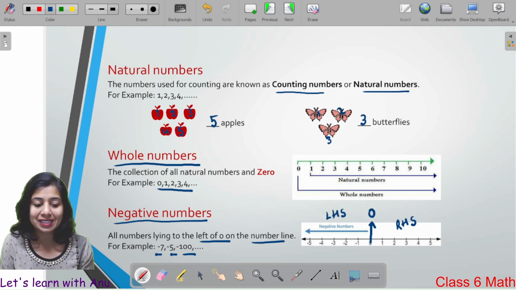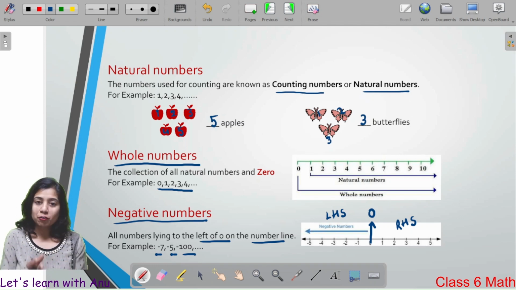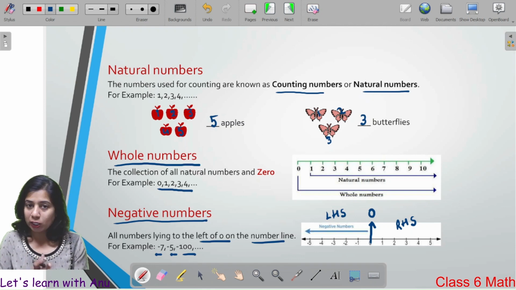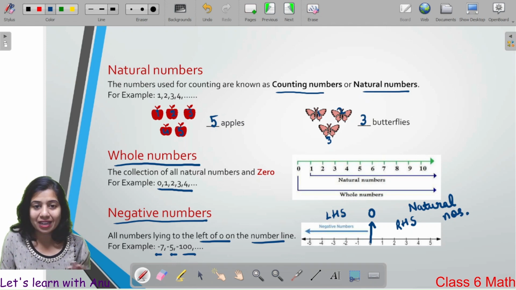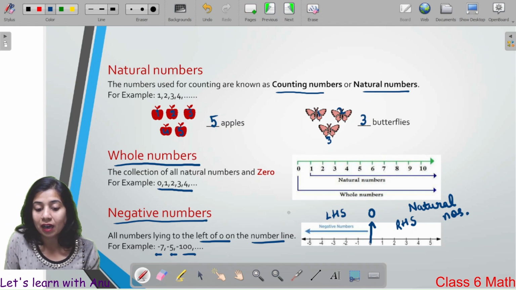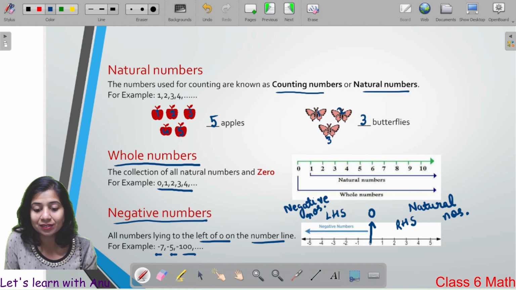I hope everyone is clear about negative numbers. I'll repeat it one more time: these numbers are placed at equal distances with 0 in the middle. Numbers lying on the right hand side are natural numbers, and numbers lying on the left hand side of 0 are negative numbers. They are negatives of natural numbers. I hope everyone is clear.